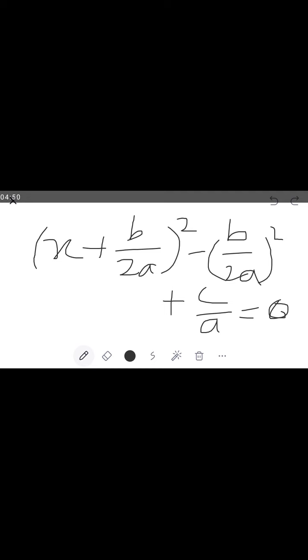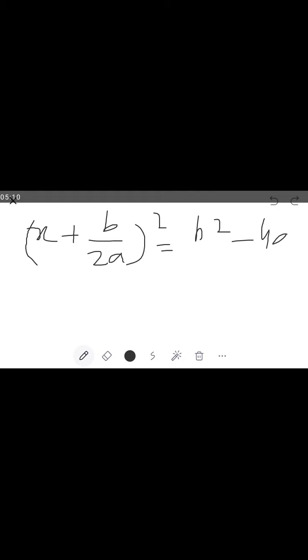If we rearrange the equation, then the equation will become like this: x plus b upon 2a whole square is equal to b square minus 4ac upon 4a square.